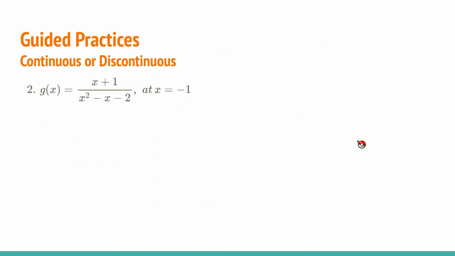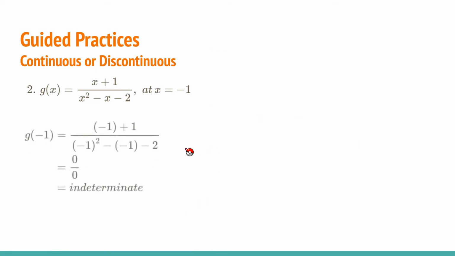For the next function, g of x is equal to x plus 1 over x squared minus x minus 2. And let's try to determine if it is continuous or not at x equals negative 1. So again, let's find the function value and replace x with negative 1. If we do that, we'll end up with 0 over 0, which is indeterminate or simply does not exist. So this function is already discontinuous.